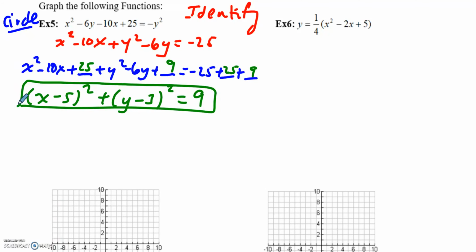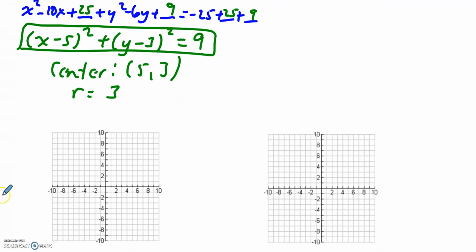And if I would like to graph that, what I need to know is what my center is and what my radius is. Well, my center would be at 5, 3, and my radius is the square root of 9, or 3. So if I went over 5, up 3, this would be my center, and then I would go 3 units in every direction. 1, 2, 3, 1, 2, 3, 1, 2, 3, and 1, 2, 3. So this would be a picture of my circle with radius 3.